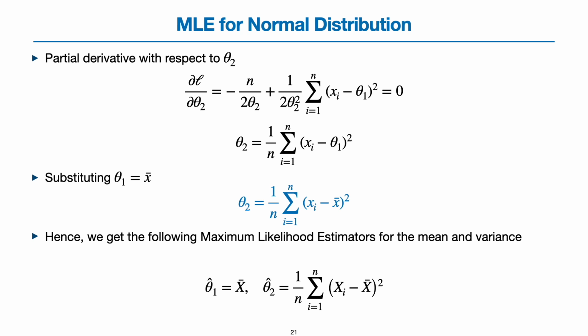So all in all, this tells us that if we want to find maximum likelihood estimators for the mean and variance, for the mean it is the sample mean x bar, and for the variance it is 1 over n times the sum from 1 to n of xi minus x bar squared.